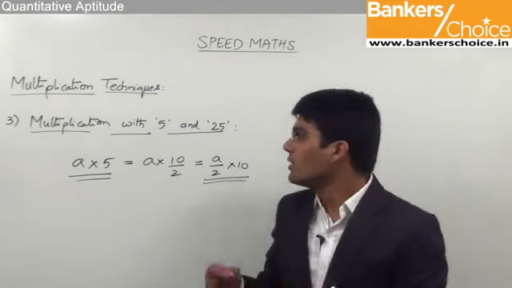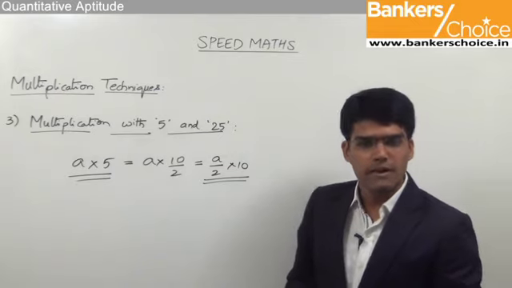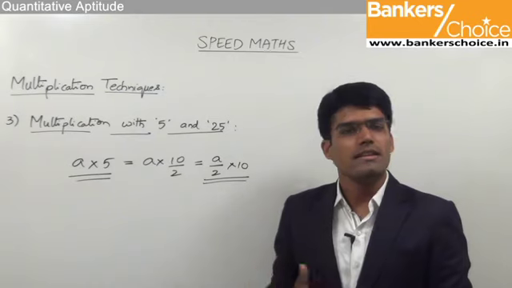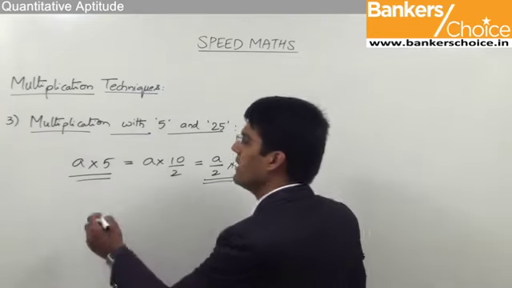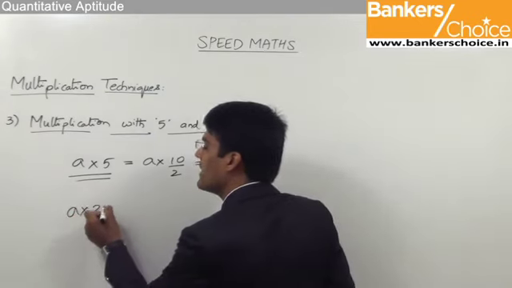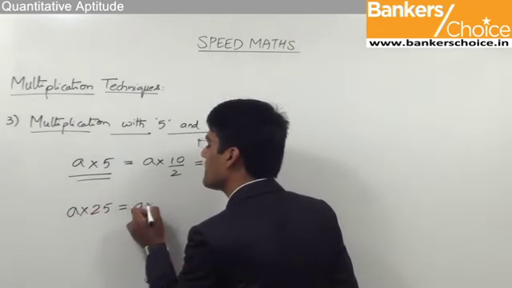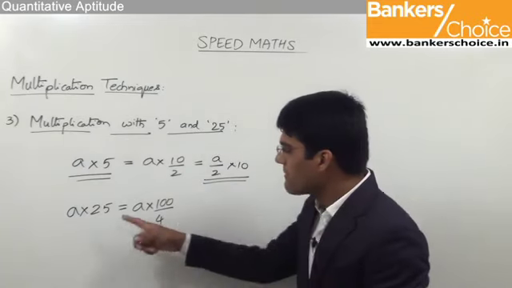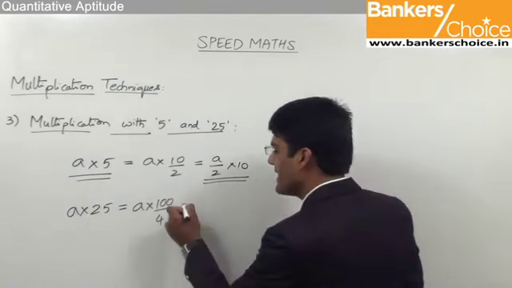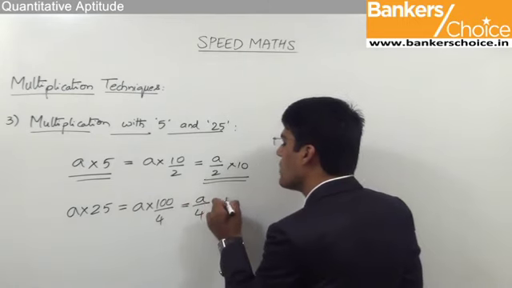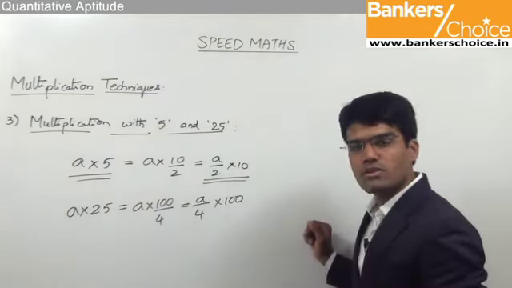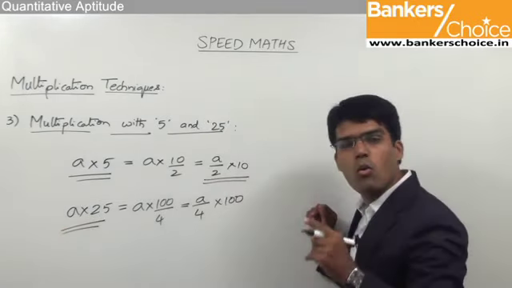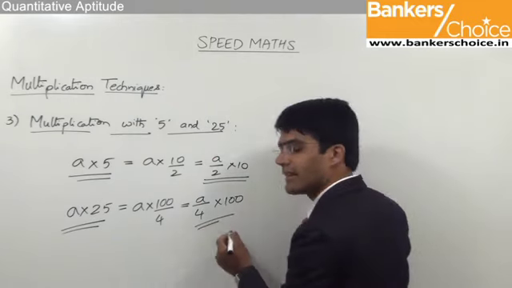Let us now move on to see how to multiply a number with 25. Now once we have done it with 5, multiplying with 25 should be easy for you to understand. For example, let's say the number a has to be multiplied with 25. Now the best way to multiply with 25 is take 25 as 100 by 4. 25 is equal to 100 divided by 4. So this can be taken as a by 4 into 100. So whenever you have to multiply a number with 25, you take 1/4 of the number, a quarter of that number, and multiply with 100.